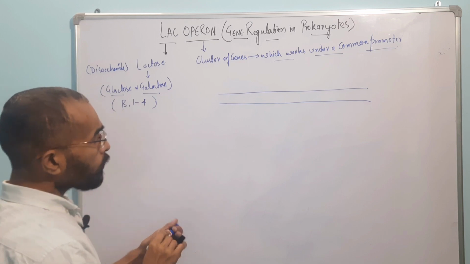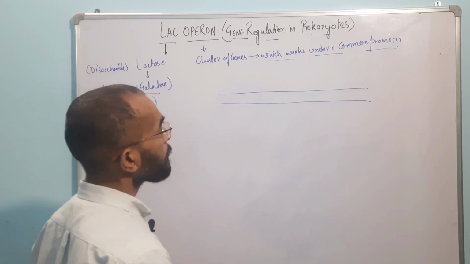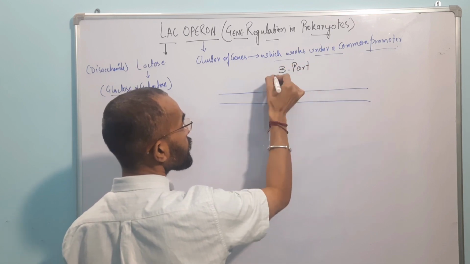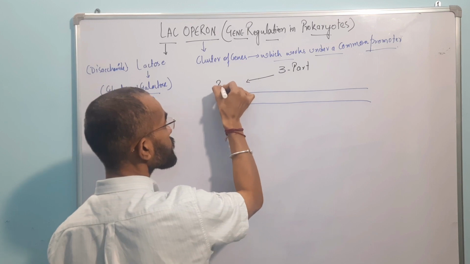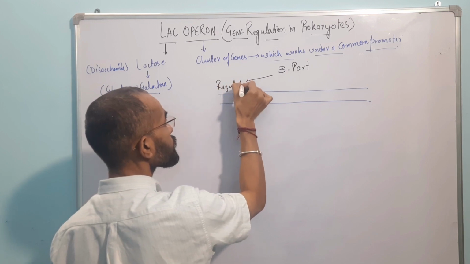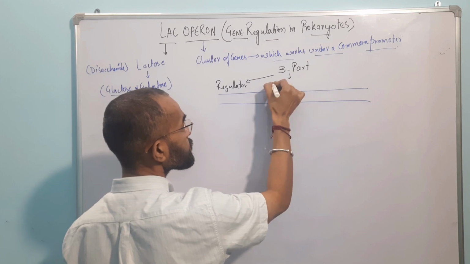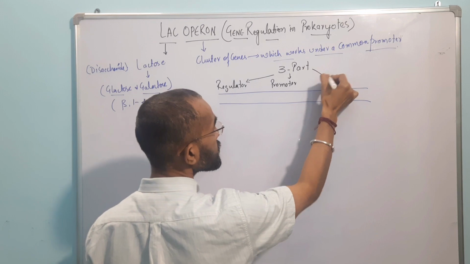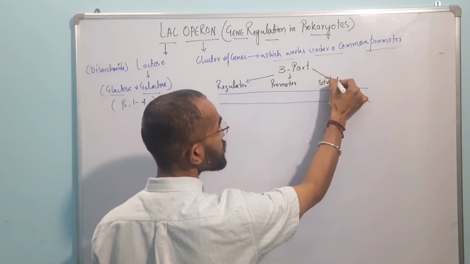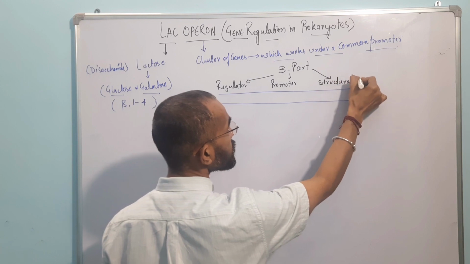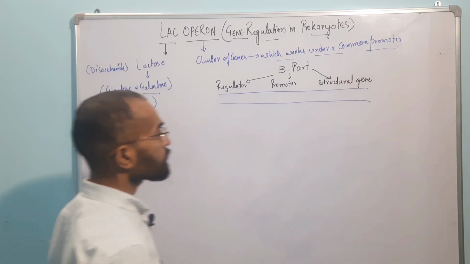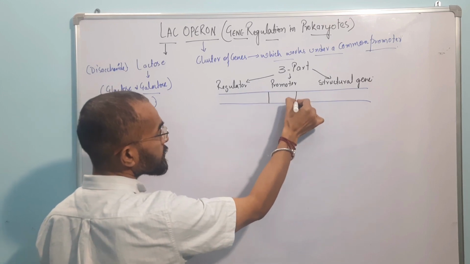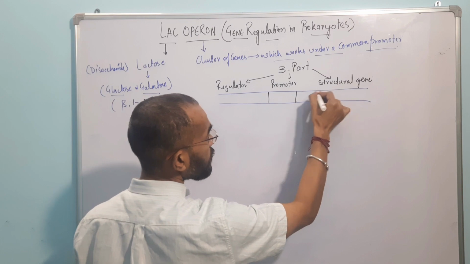So, the lac operon consists of 3 parts. How many parts? 3 parts. The first one is the regulator, the second is the promoter, and the third part is the structural gene. Got it? So, let us discuss them one by one.